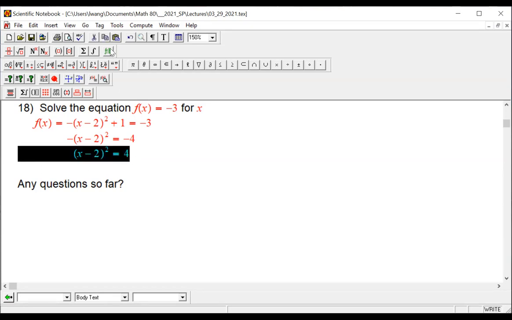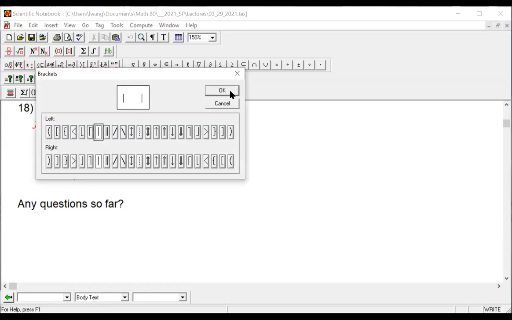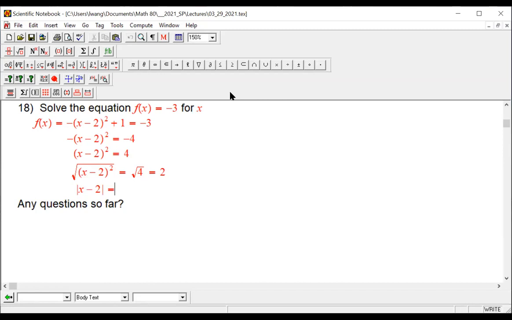Okay, taking square root. I bet you guys are tired. I'm gonna take a break very quickly, just in a second. Okay, let's finish that. So it's square root of four, of course, equals two. So we ended up with absolute value x minus two equals two. And x minus two equals plus or minus two. And this tells us x has two values.